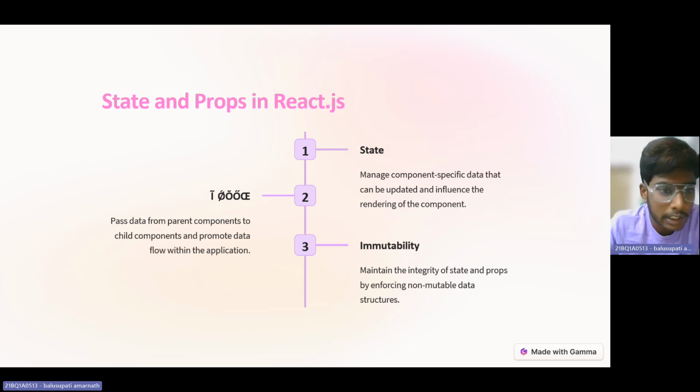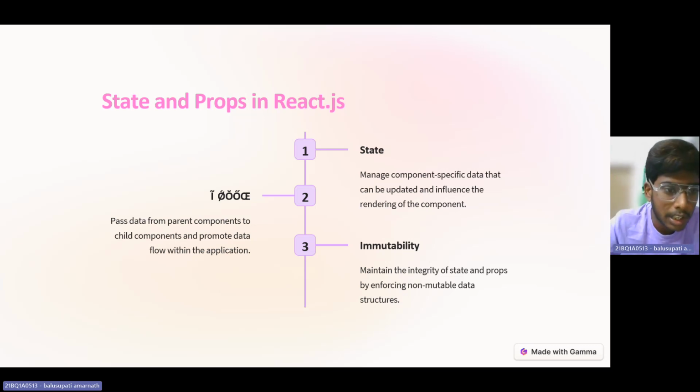States and properties in React.js. State, props, immutability. Let me discuss about the state. Manage component specific data that can be used and influence the rendering of the component. Here the state, in the sense, let me tell you an example. If we are developing a counter variable in React.js, then at first we'll need to set the count equal to 0. So the setting of count equal to 0 is the state which we are discussing. You get it right? And the next one is props.